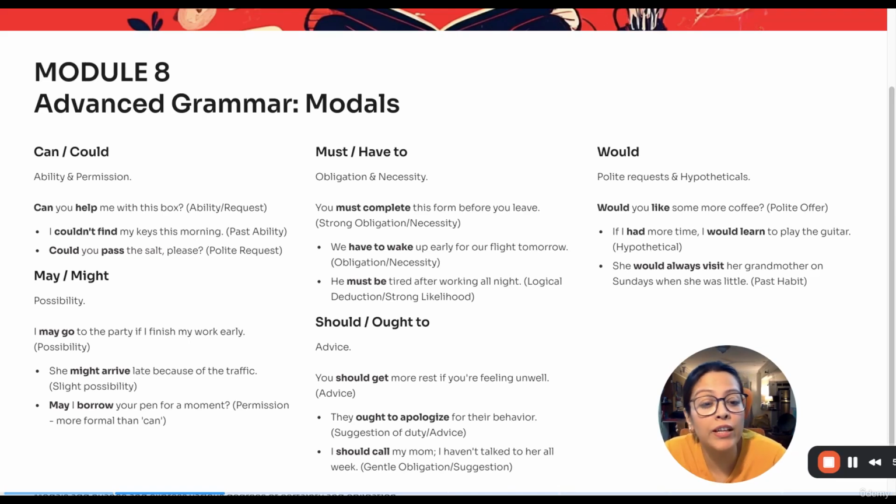She would always visit her grandmother on Sundays when she was little. Again, this is a past habit, so you can use would.